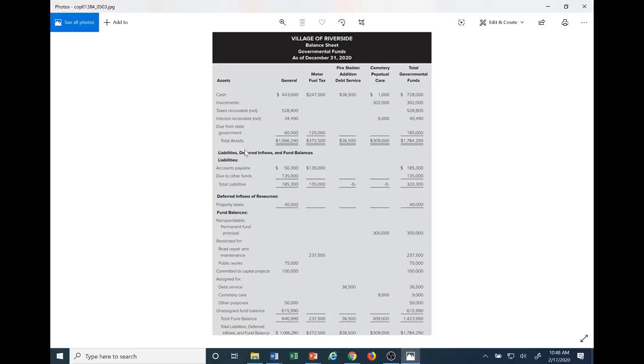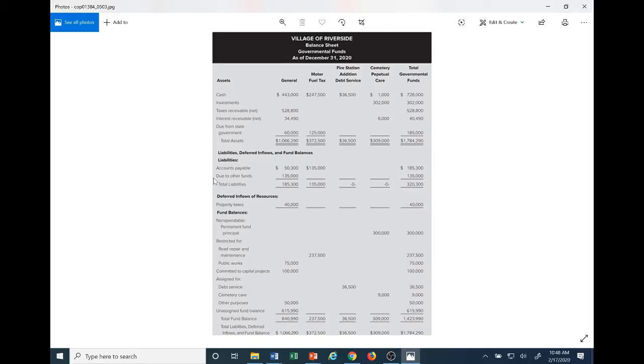Next, liabilities. Obviously, we don't have any deferred outflows, so none's listed. So that's why it's irrelevant here. Next, we have liabilities, deferred inflows, and fund balances. So for the liabilities, we can see we have our accounts payable for each relevant fund. Once again, we sum them from left to right.